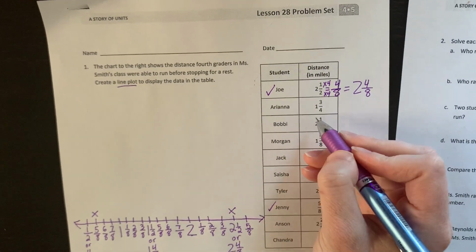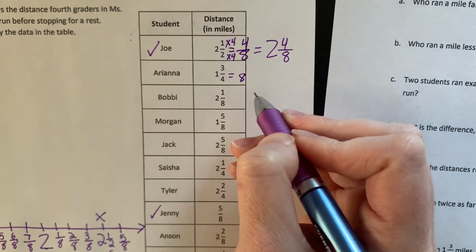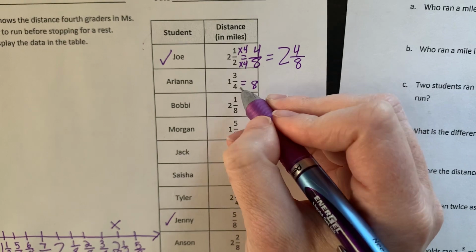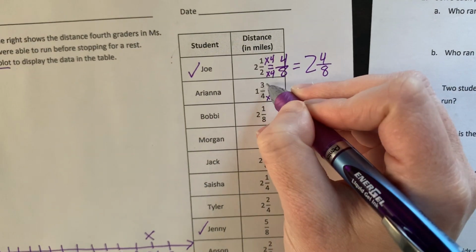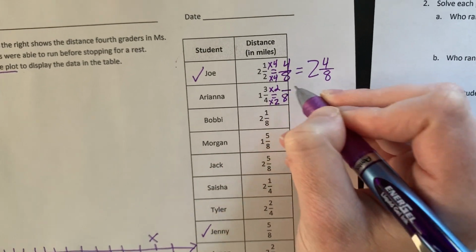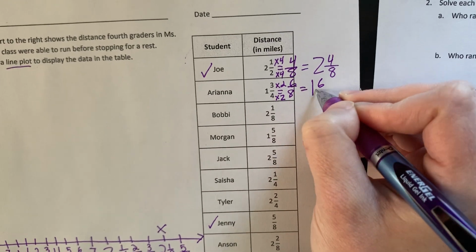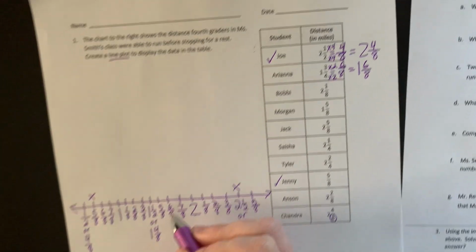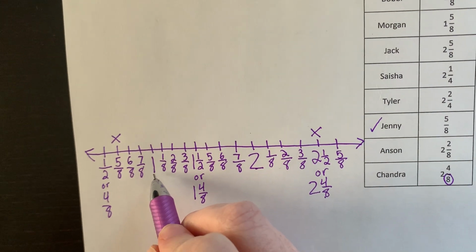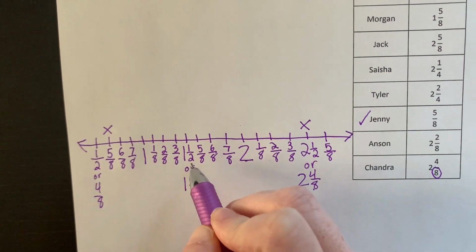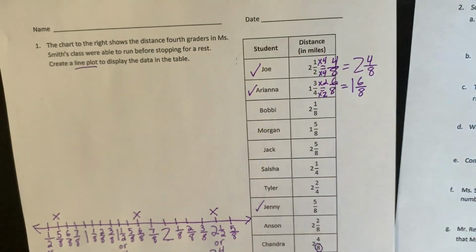Now Ariana, 1 and 3/4. Again, this is a 4. We got to find a fraction that equals it with an 8 on the bottom. So 4 times what is going to get you 8? 4 times 2 equals 8, so times 2. And that would be 3 times 2 is 6. So Ariana ran 1 and 6/8. Down to the line plot, I'm going to find my 1. And then I'm going to find my 6/8. So 1/8, 2/8, 3/8, 4/8, 5/8, 6/8. Put in my X. Ariana, you are done.